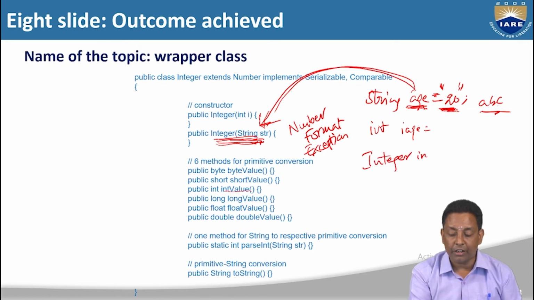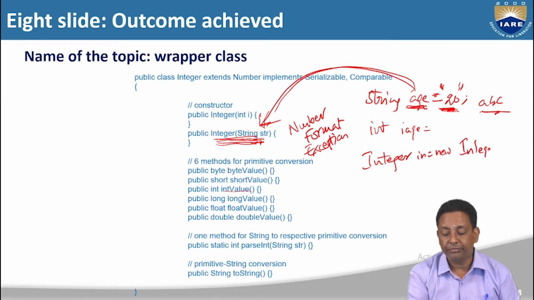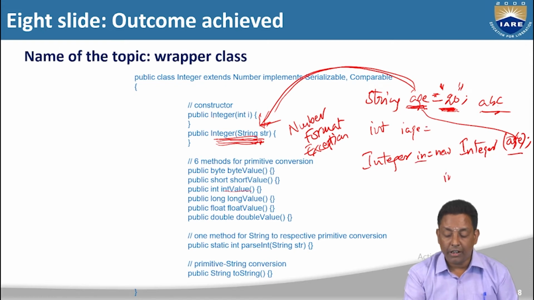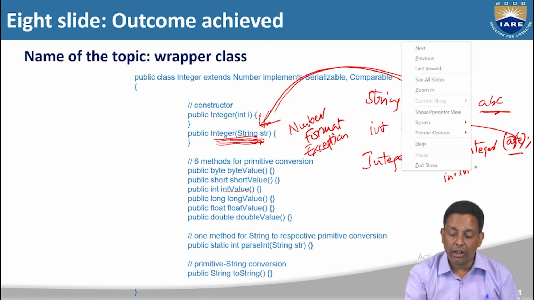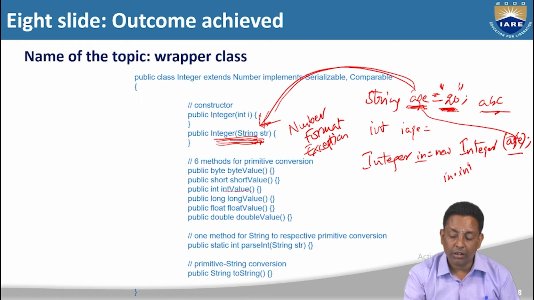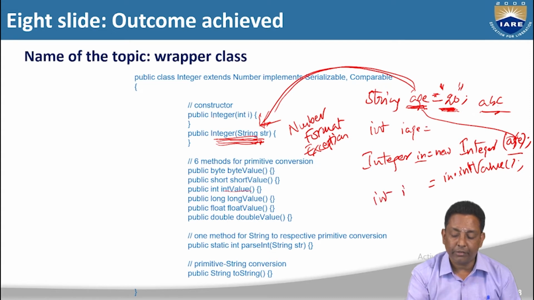Integer in is equal to new integer of... So here what is happening? String is wrapped into an integer object. Integer object dot, if you call dot int value, the value is converted into int is.